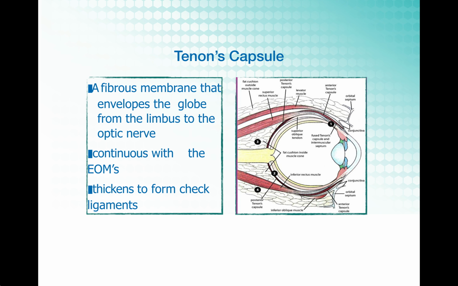Tenon's capsule forms a cavity in which the globe moves and is composed of collagen fibers and fibroblasts. It fuses posteriorly with the optic nerve and anteriorly with a thin layer of tissue called the intermuscular septum, which is located 3 millimeters from the limbus. Tenon's capsule is continuous with the extraocular muscles and it thickens to form the check ligaments.